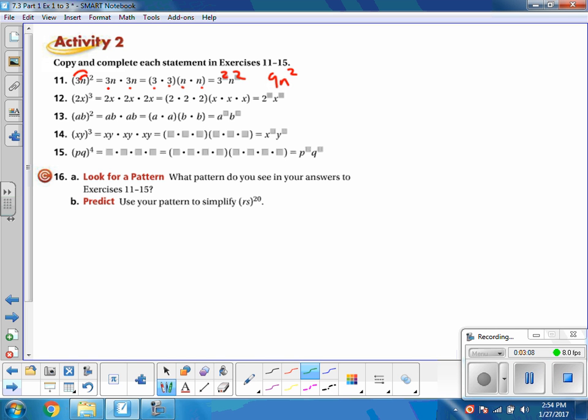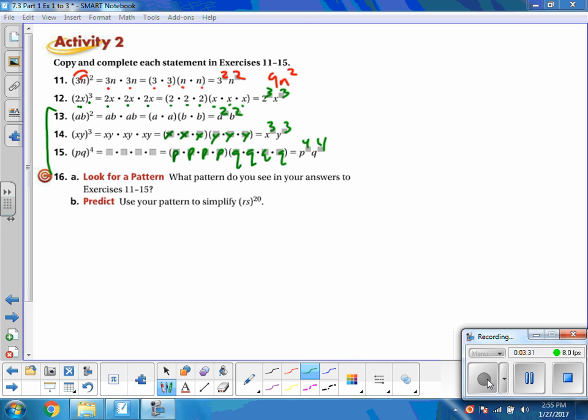I'll do number 12 also, and then I'm going to have you finish up. So we have 2 to the x times 2 to the x times 2 to the x. I have 3 of these multiplying together, so I have 3 coefficients of 2, so it's 2 to the 3rd power, and I have the 3 x's, so it's x to the 3rd power. Why don't you try 13 through 15?